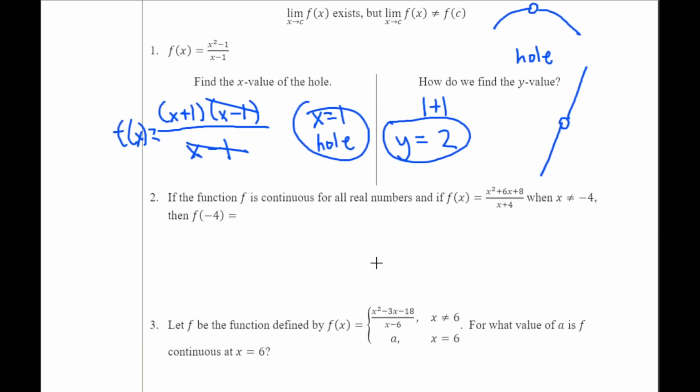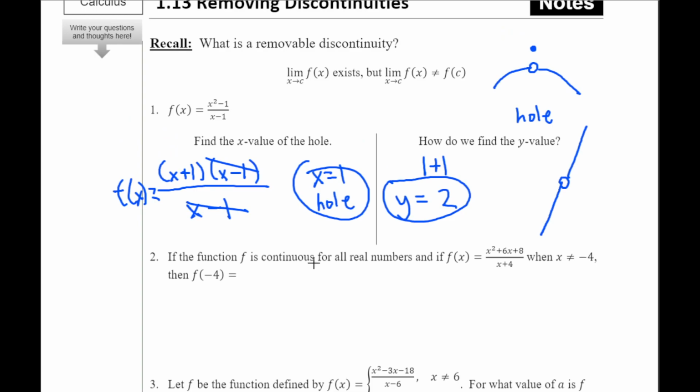Question 2. If the function f is continuous for all real numbers, and if f of x is equal to this when x does not equal -4, then f of -4 is equal to what? So they're just asking what's the value of the hole, so we can fill it in here. Because we want this to be continuous, they just tell us this function for all values not -4, so f of -4 should equal the limit here.